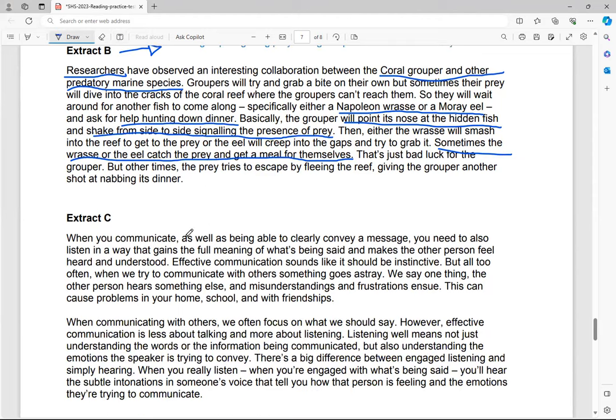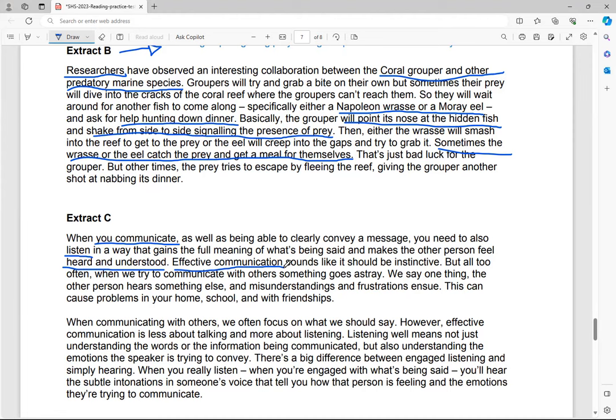Extract C. When you communicate, so this is probably to do with humans, not sea animals this time. When you communicate, as well as being able to clearly convey a message, you need to also listen. So communication also has to do with listening in a way that gains the full meaning of what's being said and makes the other person feel heard and understood. Effective communication. So there we go. That's what this extract is about. Sounds like it should be instinctive, but all too often when we try to communicate with others, something goes astray. We say one thing, the other person hears something else, and misunderstandings and frustrations ensue. This can cause problems in your home, school, and with friendships.